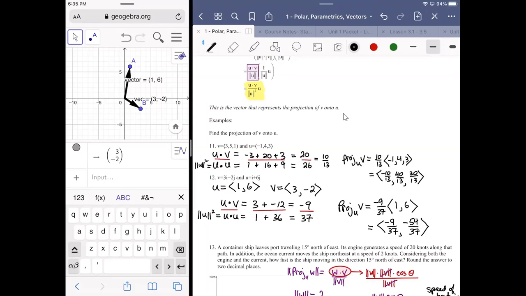All right. So the projection, without Desmos doing any of the computations for us, the projection is just the coordinate -9 over 37, comma -54 over 37. So I'll just type that in.